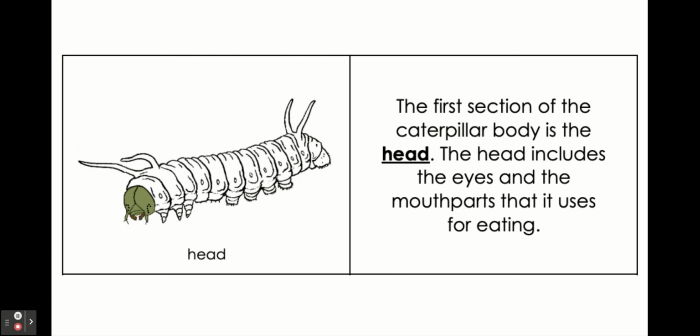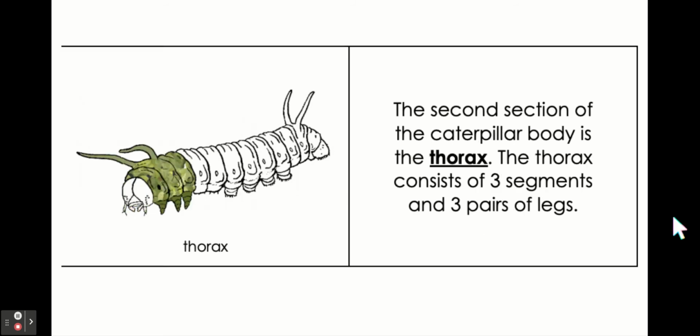Well, point to your head. We all have a head, and so do caterpillars. The head of the caterpillar includes the eyes and the mouth parts that are used for eating. Sounds very similar to a human being. Don't you agree? So the head is the first section of the caterpillar's body. Let's move on to the next one.